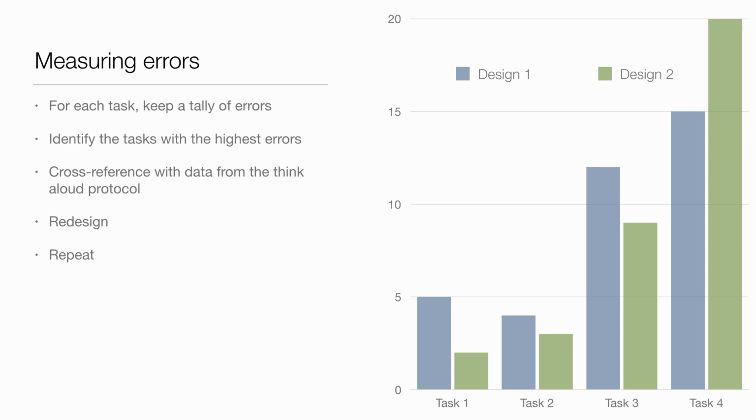You would measure errors in exactly the same way. So how many errors do people make on task 1 on average? On task 2, 3, task 4. In this design here, the design team really messed up because they made more errors on task 4. So more is worse. But task 1, 2, and 3, they did a good job and reduced the errors. So this really is a good bit of redesign.